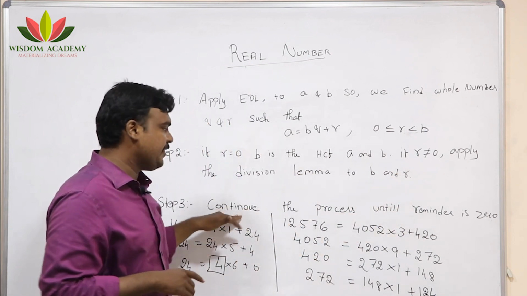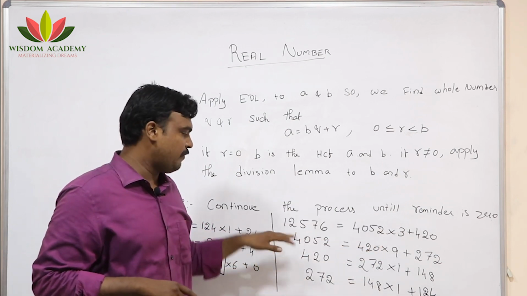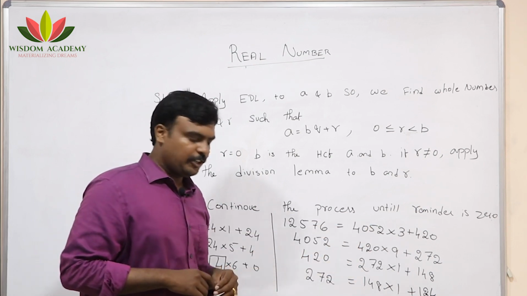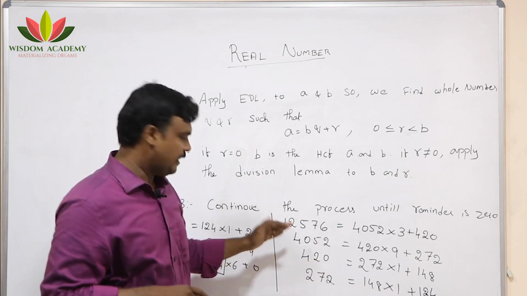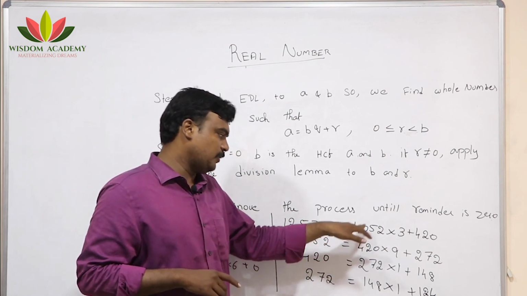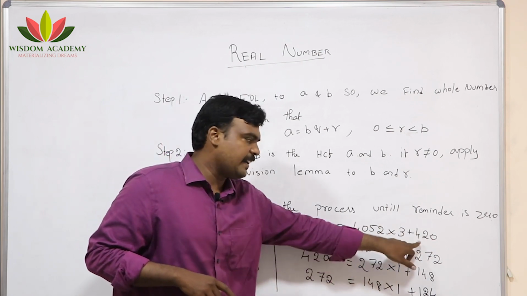That's my third step. Continue the procedure until the remainder becomes 0. So that's what I did for 12,576 and 4,052. If I use the prime factorization method or another method, it may take much time. Now, 12,576 can be expressed as 4,052 into 3 plus 420. Now I will check my remainder. My remainder is not 0.